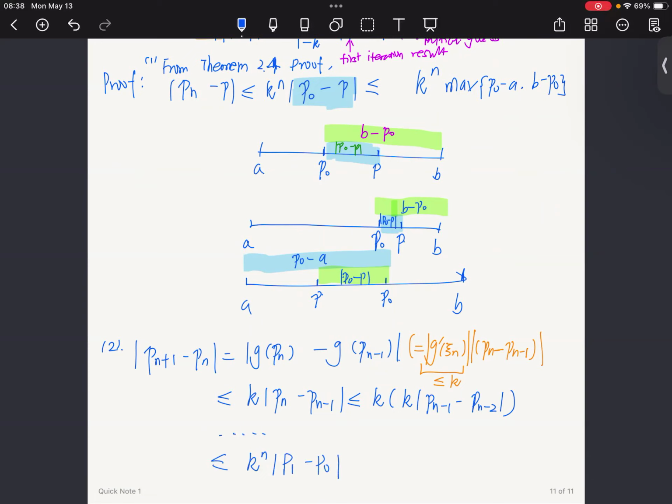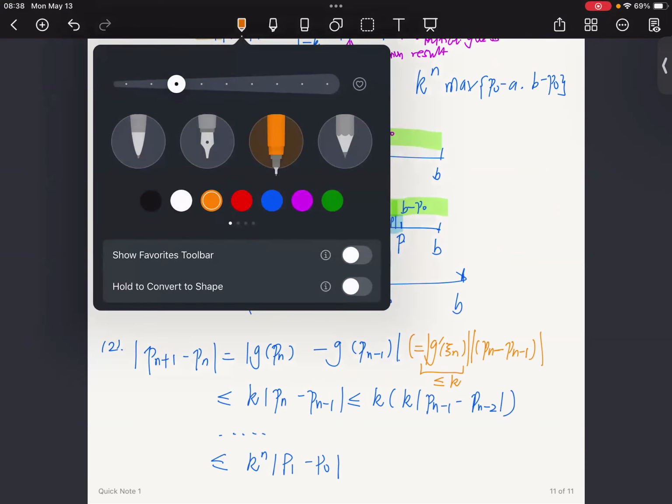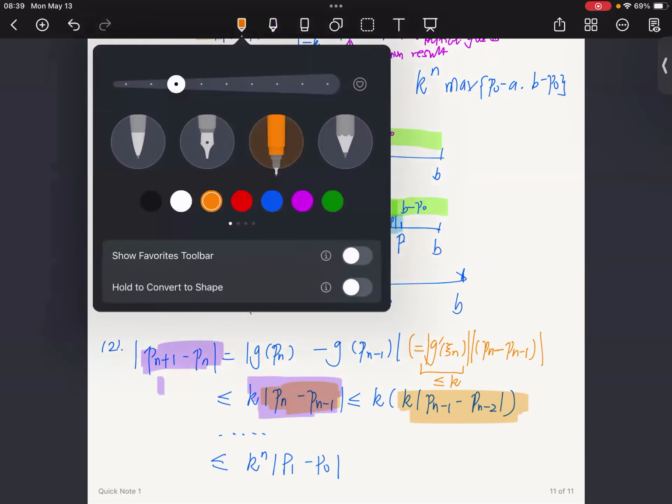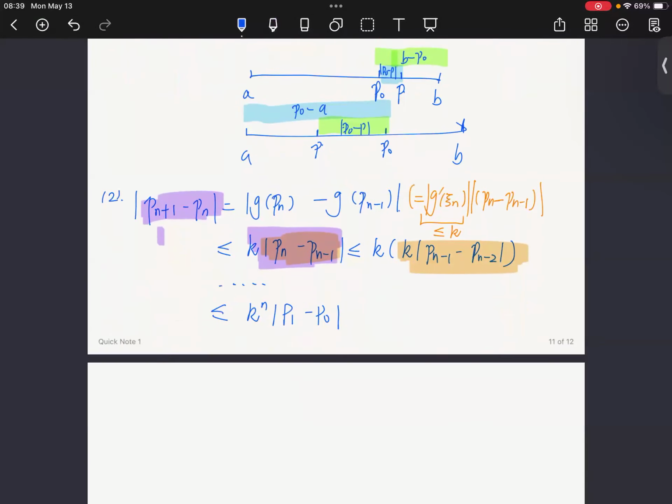Any question here? So for this part, from this part to this part, we just use the first inequality we have here, but change the index, change the n to n minus 1, and then we keep applying this inequality inductively, and then we get to this result.